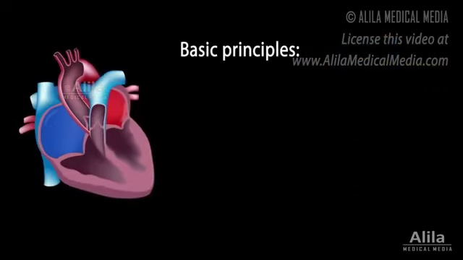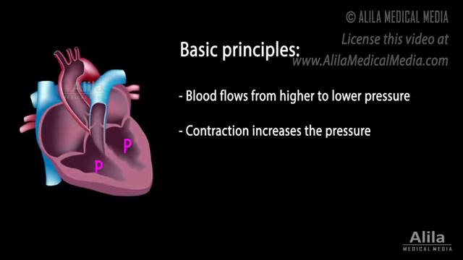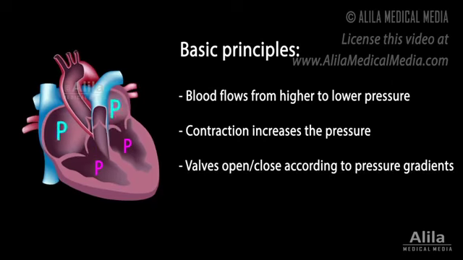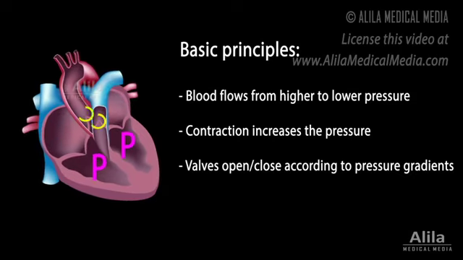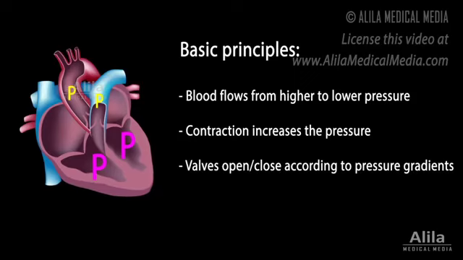Reminders: blood flows from higher to lower pressure. Contraction increases the pressure within a chamber, while relaxation lowers the pressure. AV valves open when atrial pressures are higher than ventricular pressures and close when the pressure gradient is reversed. Similarly, semilunar valves open when ventricular pressures are higher than aortic and pulmonary pressures and close when the reverse is true.